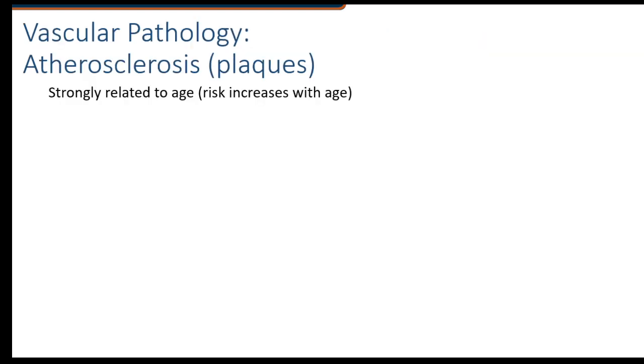What kind of vascular pathology is common that we can see, or something that you can take with you clinically? And of course, that would be atherosclerosis. This is going to be strongly related to age. The risk increases with age, and this is going to be one of those causes for stroke in older adults, 50 and above, where the rate begins to increase and increase as the plaque begins to build up.